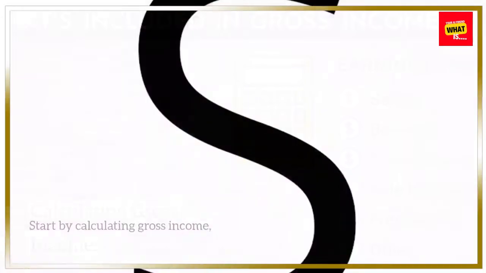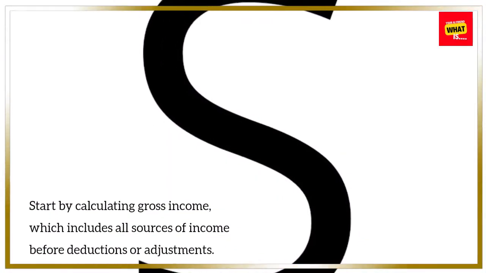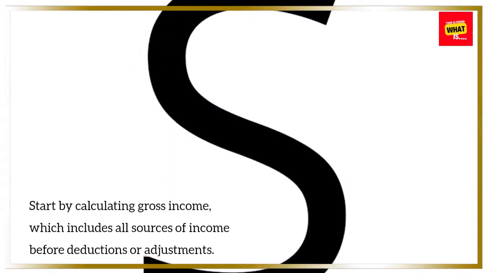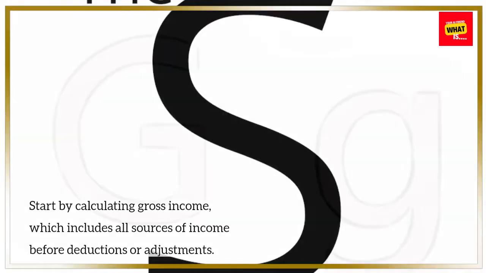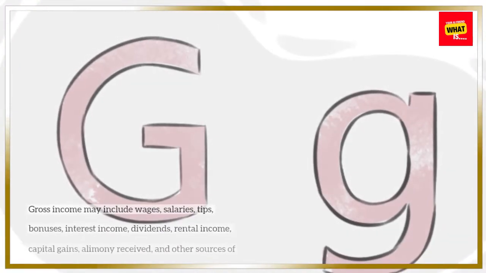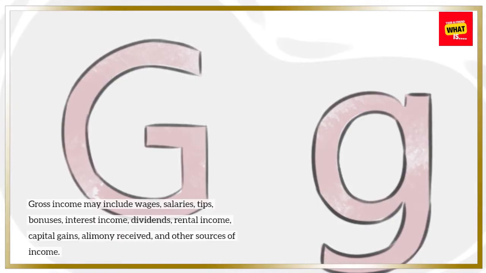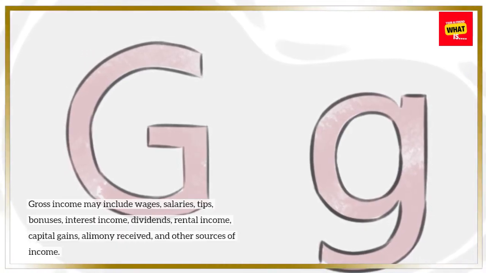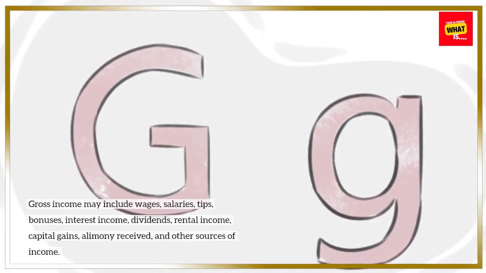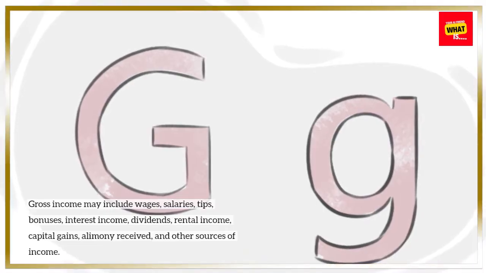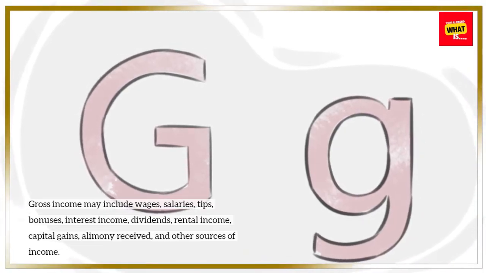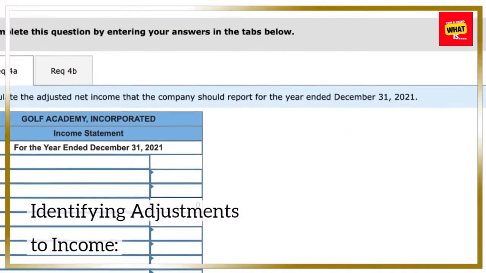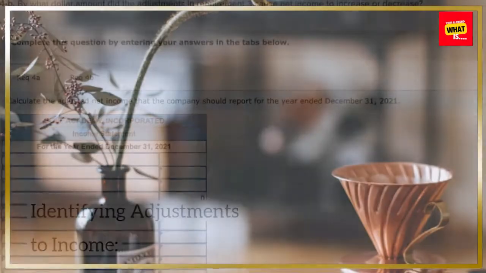Calculating gross income. Start by calculating gross income, which includes all sources of income before deductions or adjustments. Gross income may include wages, salaries, tips, bonuses, interest income, dividends, rental income, capital gains, alimony received, and other sources of income.